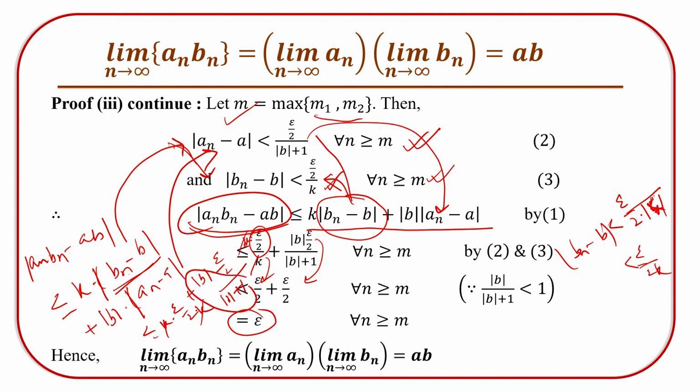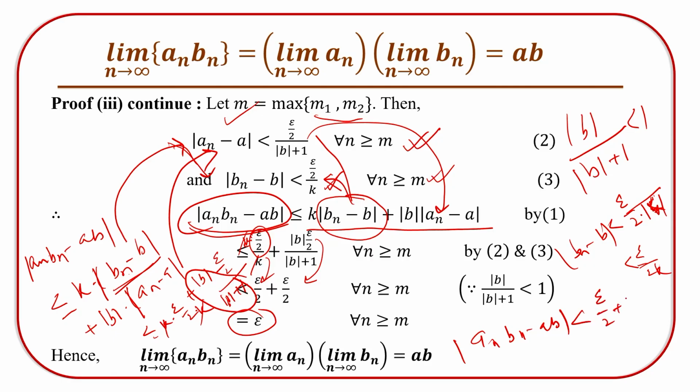Since |b| is a positive number, |b| divided by |b| plus 1 is always less than 1. So that means |a_n b_n - ab| is strictly less than epsilon by 2 plus epsilon by 2, which is epsilon, and this happens for every n greater than or equal to m. So this is the proof. There is no need to remember anything. It is a very clear and very easy proof.